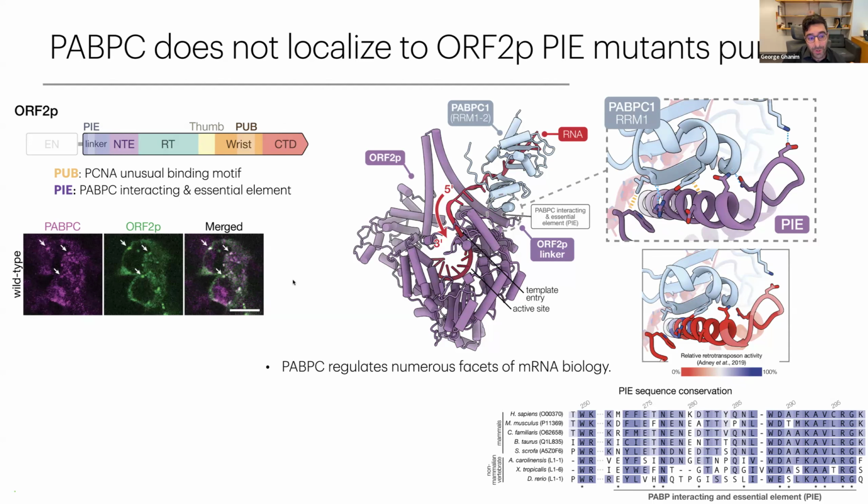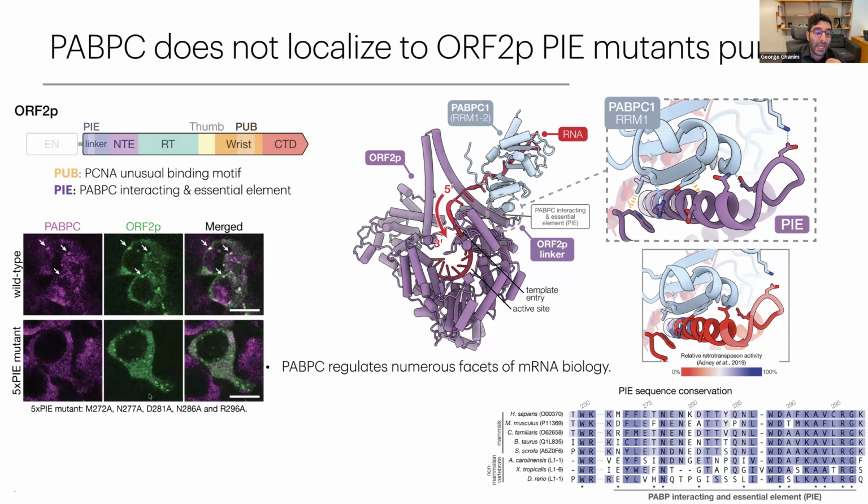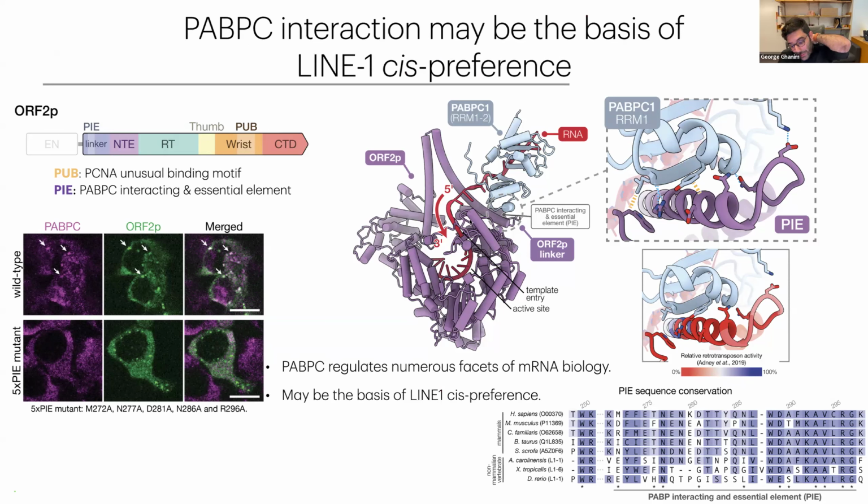But when we make point mutations in ORF2p that disrupt this predicted interaction interface, we see now that there is no longer any co-localization. Again, here is poly-A binding protein, this diffuse signal. We see some ORF2p puncta, but again, it does not seem to be co-localizing to as strong an extent as the wild type, or at all. So this co-localization is lost when we overexpress ORF2p mutants carrying mutations at this interaction site. Now, overall, these results are very appealing to us because it may explain something about LINE-1 that I had mentioned in the beginning called cis-preference.